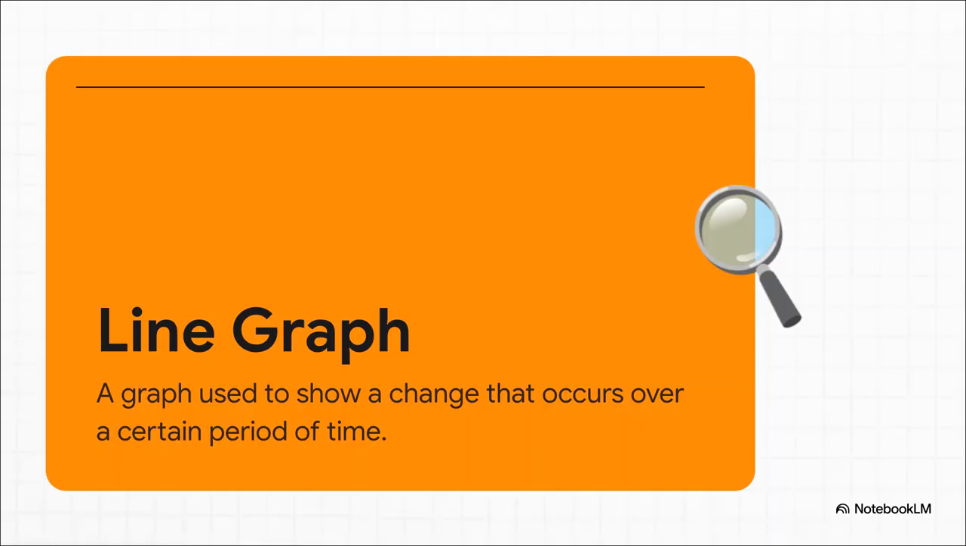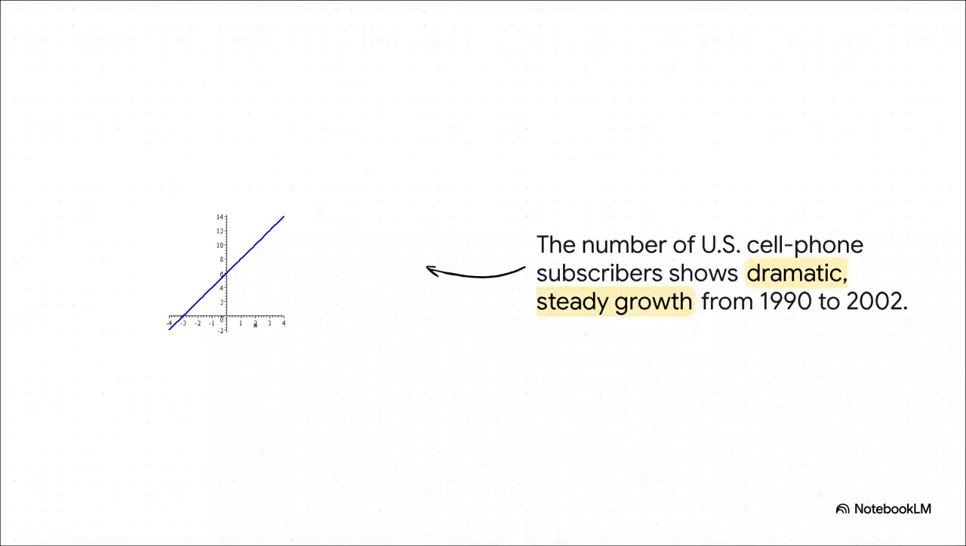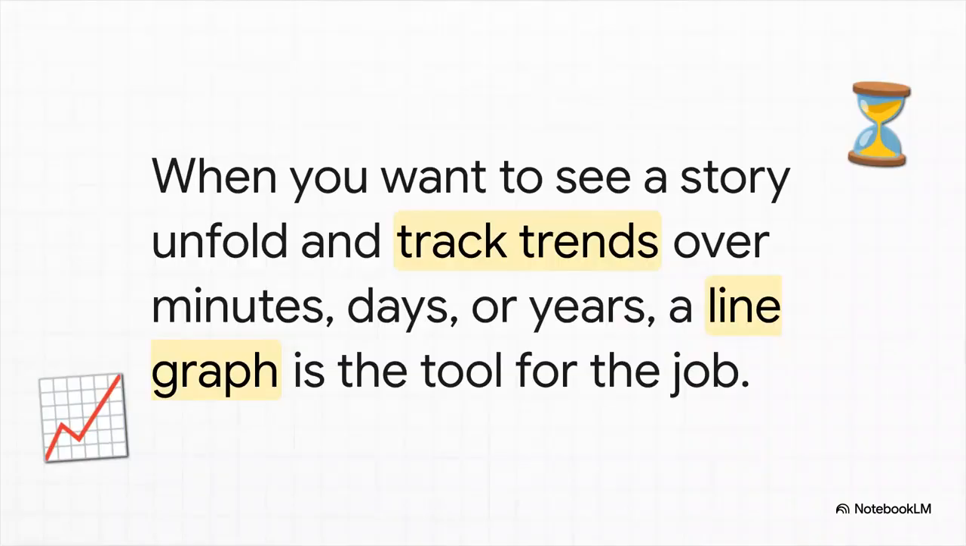All right, let's grab our next tool. This is the line graph. So if a bar graph is a lineup, then a line graph, well, that's a journey. It connects the dots and shows you how something has changed over time. Just look at the story of cell phone adoption in the US. This isn't just a list of numbers for each year, it's a dramatic story of explosive growth. You can literally see the trend, that incredible takeoff right there in the steep curve of the line. And that's all there is to it. Whenever you want to see a story unfold over minutes, days, or even decades, a line graph is the tool for the job. It's all about tracking those trends.